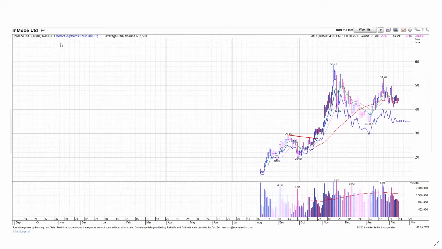We have INMD. Once again, a little inverse head and shoulders here, downward sloping trend line. It breaks out on a volume surge. This would have been a very easy position to build because it basically breaks out on a volume surge. Then it's forming a nice secondary base or bull flag on a decrease in volume, which is extremely constructive in a bullish moving stock. So then it breaks out again.